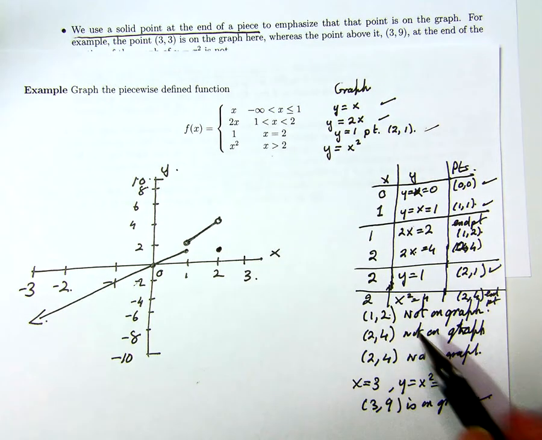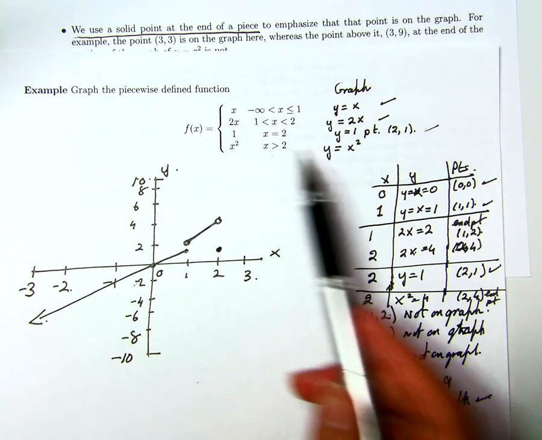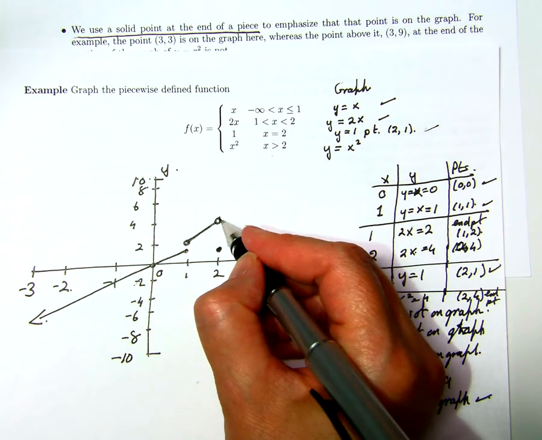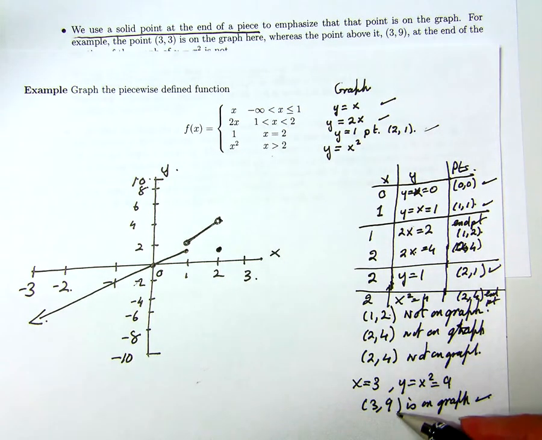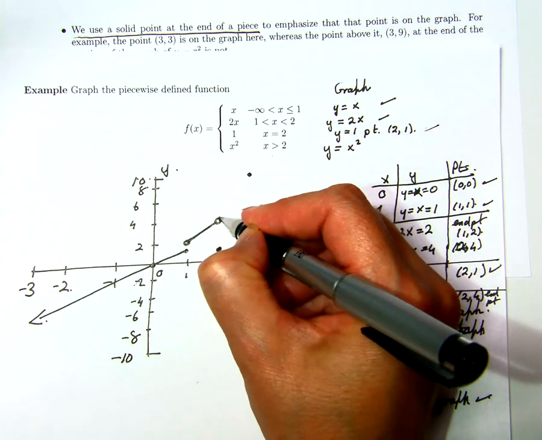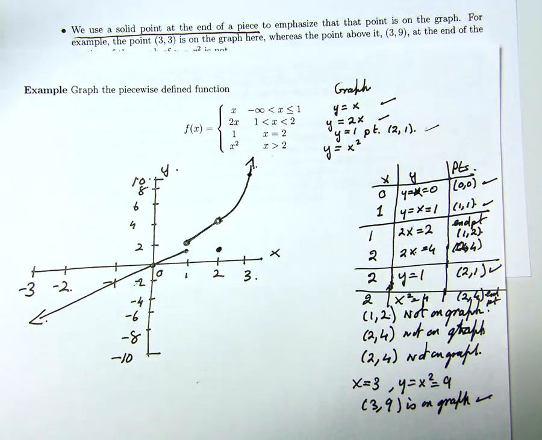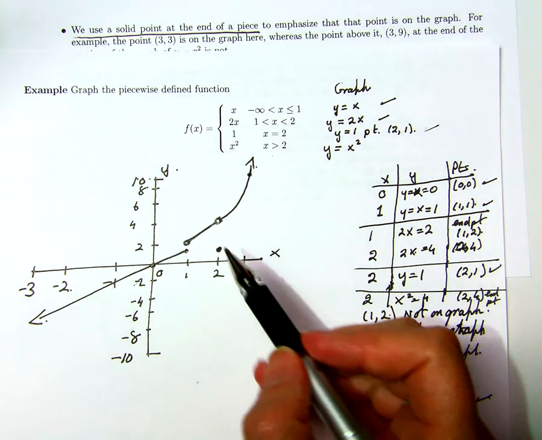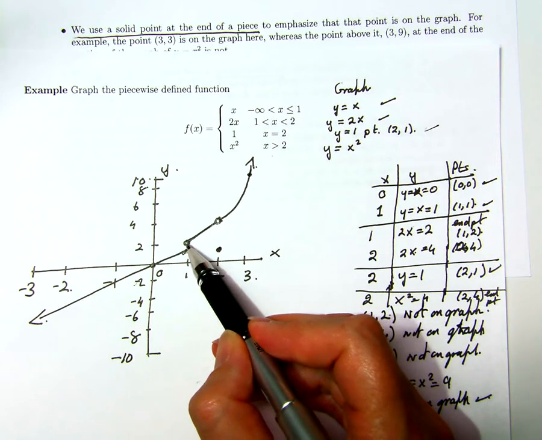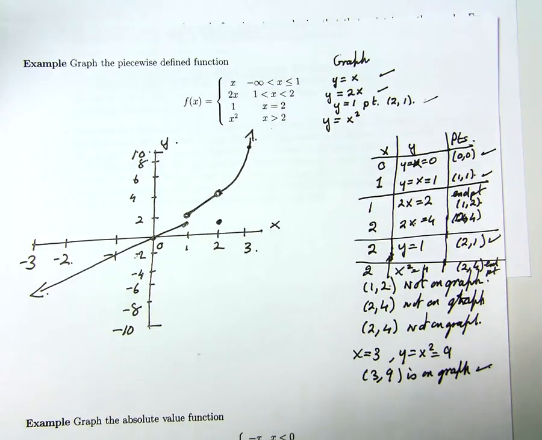So its endpoint here, when x is 2, is not on the graph, and that's the point 2, 4, which we already have drawn here. So it starts out here, but that point's not on the graph. And then it moves to the point 3, 9, and then it keeps going up in this parabolic bowl-shaped graph. So we see here this solid dot, this point is on the graph, this one's on the graph, this one's not, and this one's not. And that gives us a picture of our piecewise-defined function.